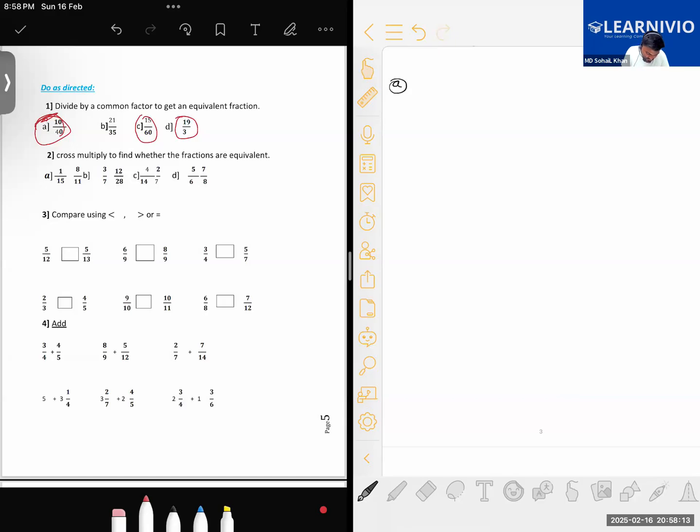So question number 8, that's 10 upon 40. We know the basic method. What we have to do is divide them by a common number, and then we will get the equivalent fractions. Continue.